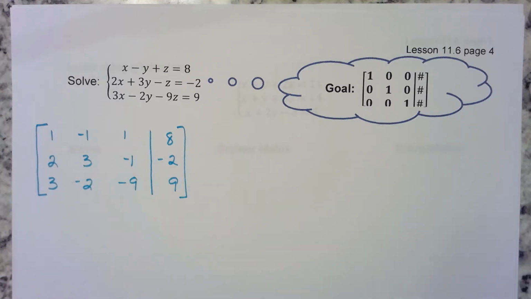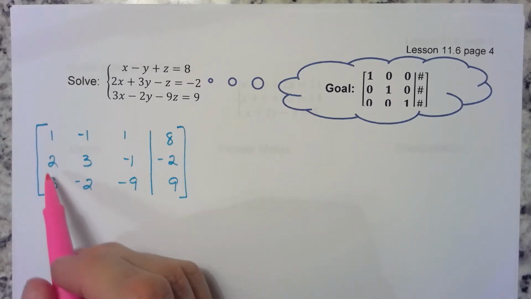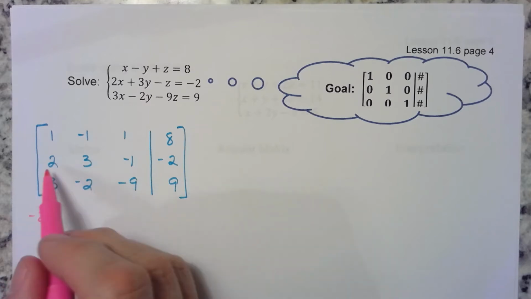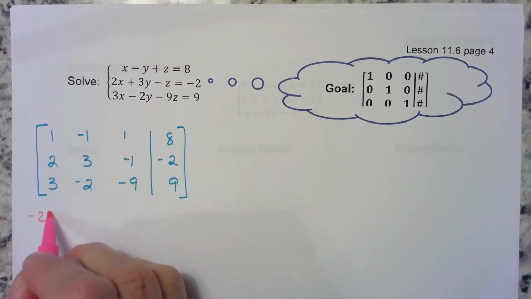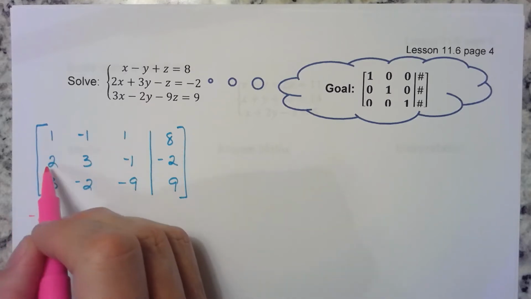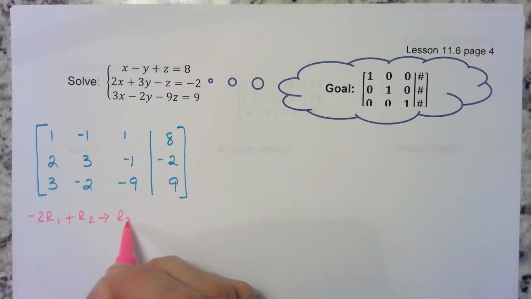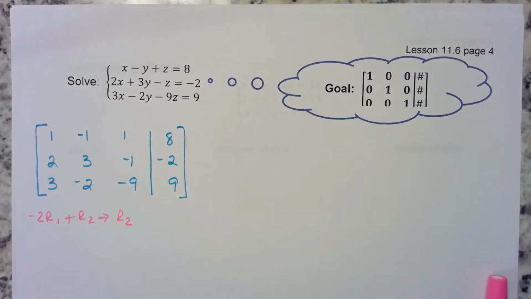So how can we get zeros here? Well, let's focus on row 2. What do you add to 2 to get 0? -2. -2 times the row with the 1 in it, so that's row 1. We're going to add it back to row 2 to get a new row 2.